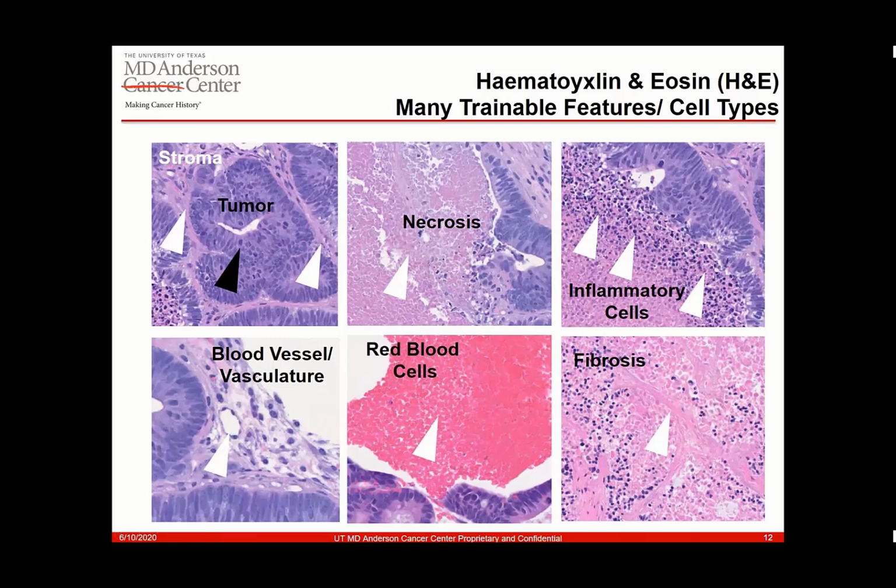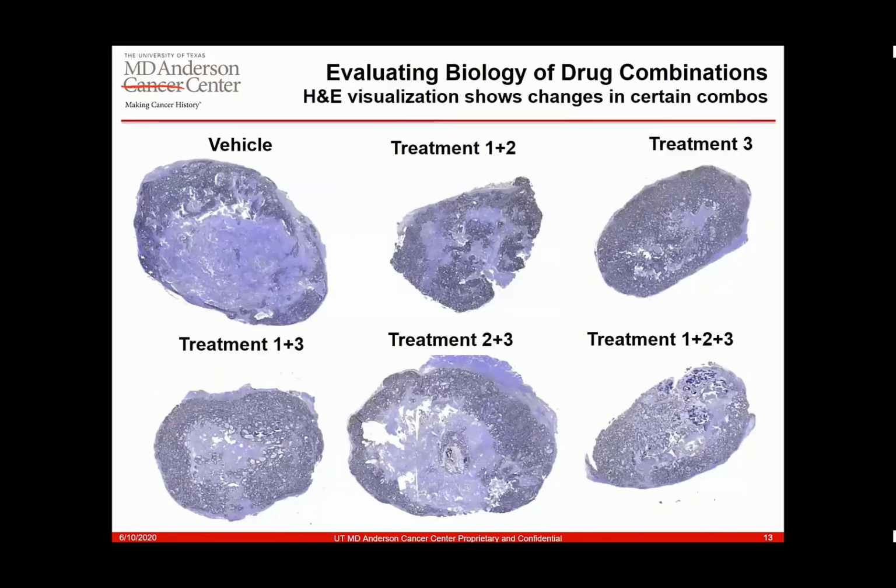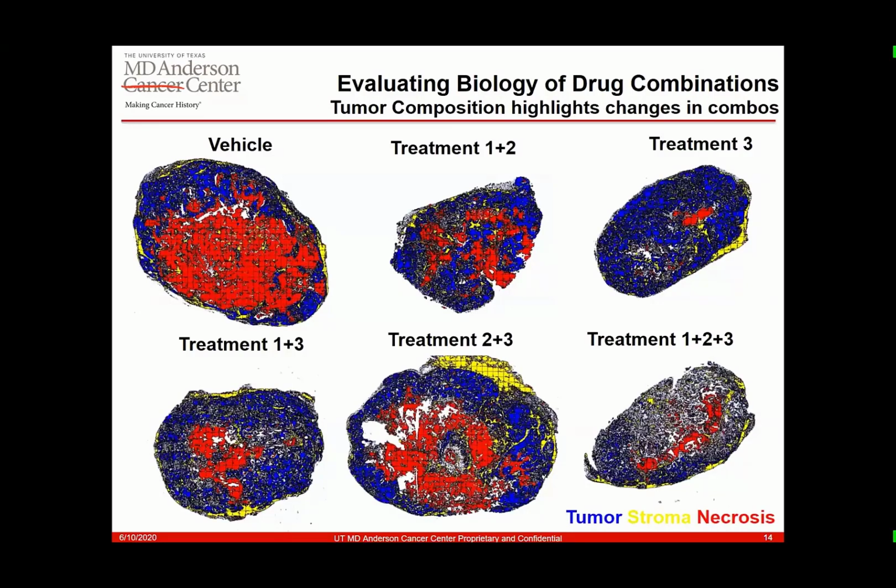So based on all of these different traits, we can train a deep learning algorithm to go from H&E sections of tumors that look like this, as I said, vehicle, treatment 1, 2, 3, etc., and we turn them into this, okay? And there's a wealth of information in all of this.